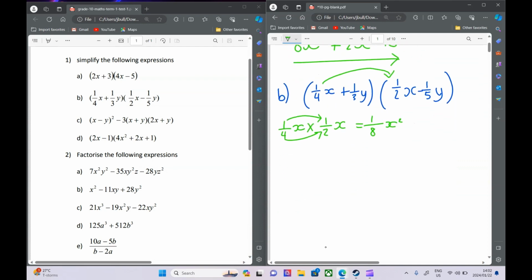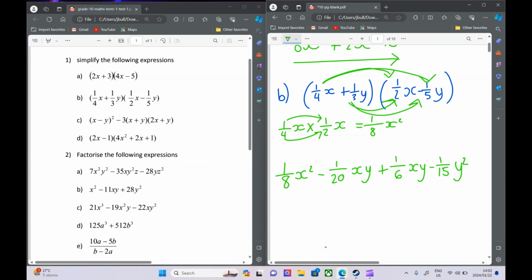Okay, so if we do the first one, we said a quarter x times a half x is going to give us 1 over 8 x squared. Then next we're going to go a quarter times a fifth. That's going to be minus 1 times 1 is 1 at the top, 4 times 5 is 20 at the bottom. x times y is xy. Then we've got to do these. So a third times a half. That is going to be 1 at the top, 6 at the bottom, and that's xy. And then a third times a fifth. That's going to be minus 1 over 15 y squared.